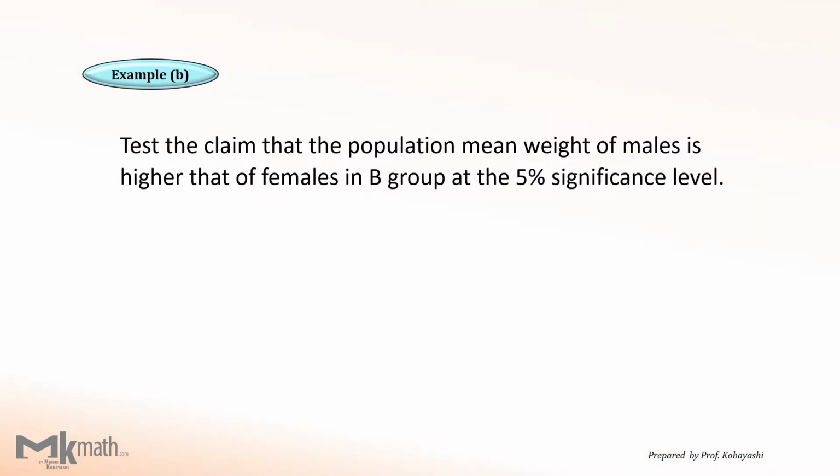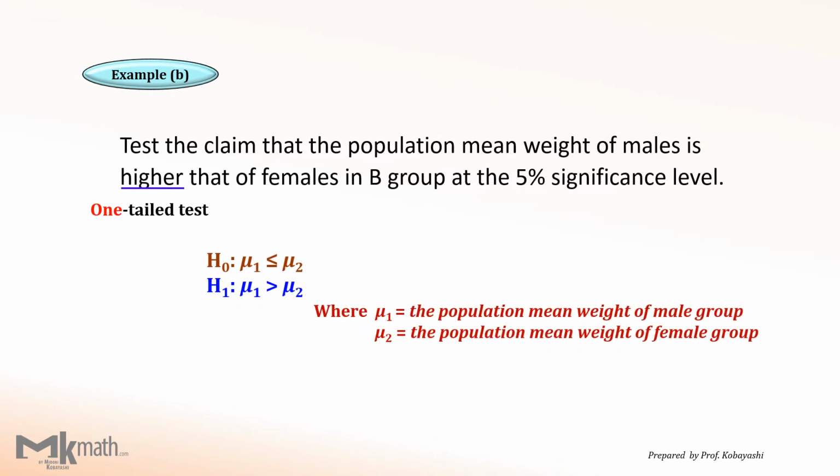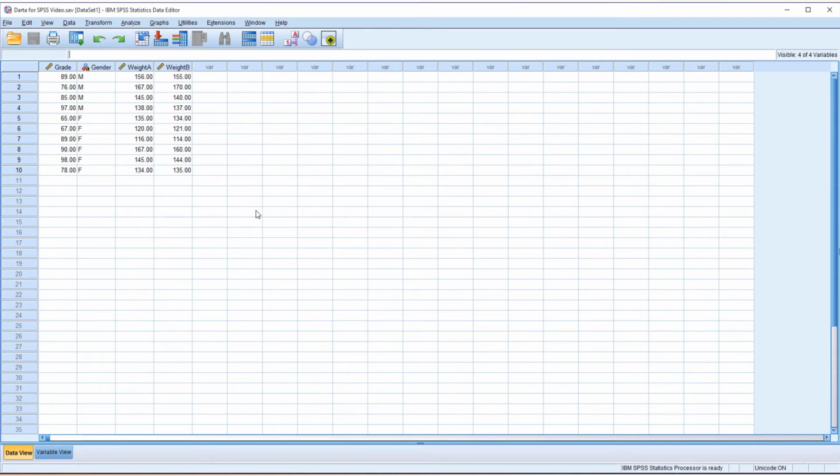Just assume this is another example question. The keyword "higher" indicates a one-tailed test. The null and alternative hypothesis statements should be like this. Let's perform a two independent sample test using gender and weight B group to see, between gender groups, whether male weight is higher than female or not.